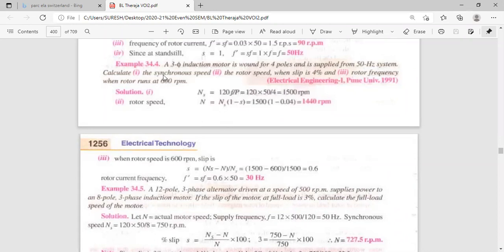Next, the last bit: rotor frequency when the rotor runs at 600 RPM. We know Ns is 1500 RPM and the actual speed of the rotor he is giving, N is equal to 600 RPM. First calculate S. S is equal to Ns minus N by Ns, which is 1500 minus 600 by 1500. What is the slip? 0.6. Then he is asking the rotor frequency. F dash is equal to SF, S is 0.6 multiplied with 50. We'll get 30 hertz.